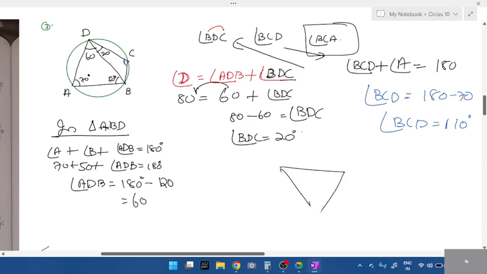BDC is in which triangle? DCB triangle, right? If this is 20 and this is 110, which concept do we use? Sum of interior angles. So 180 minus how much? 130. What will be the value? 50 degrees. So all the angles we found, students, but this is not what they have asked.